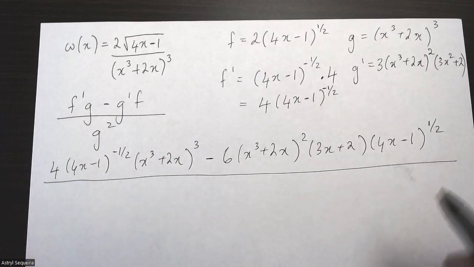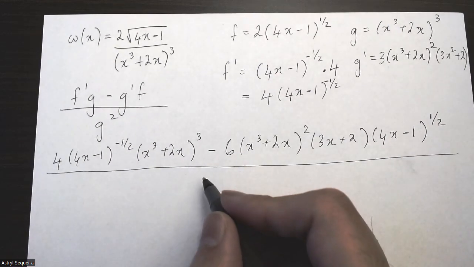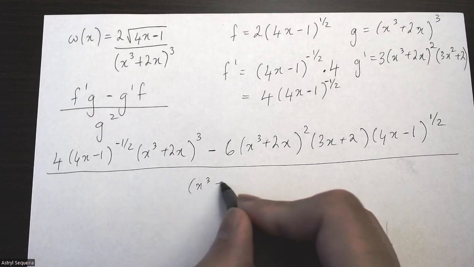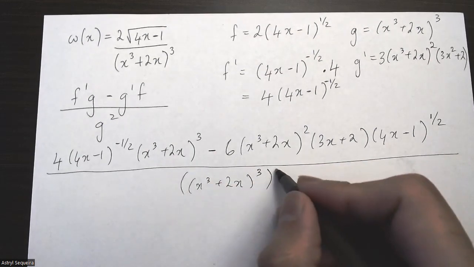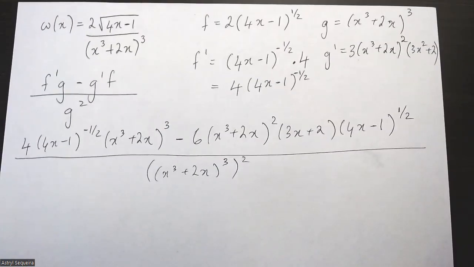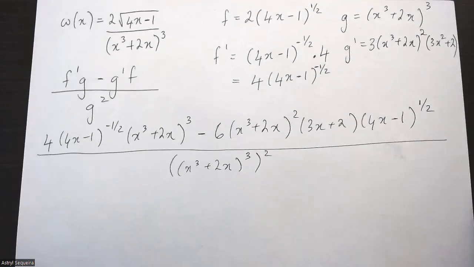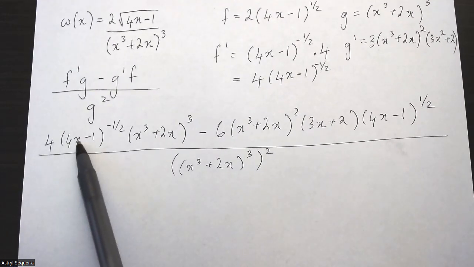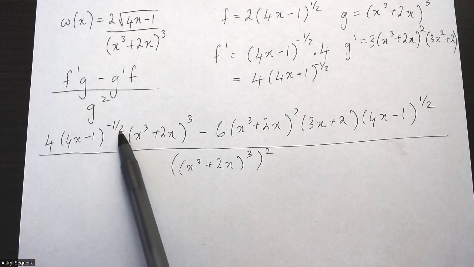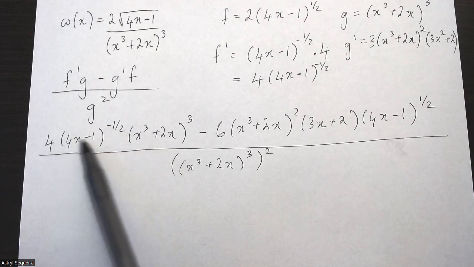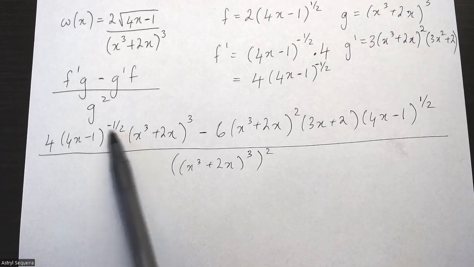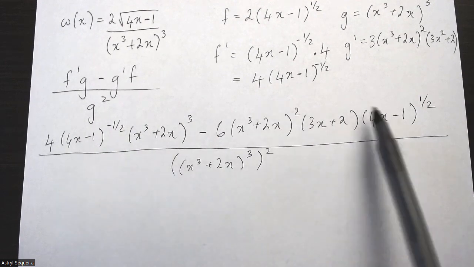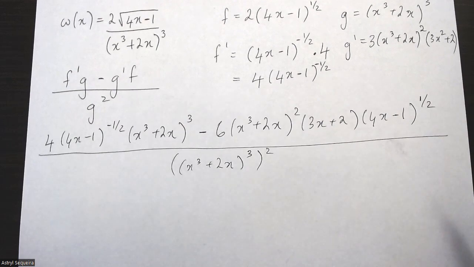And all of this is divided by g squared, which is (x cubed plus 2x) cubed, squared. Now this one can also be simplified. There's actually 2 different ways to simplify when you have fractional exponents. You can either common factor, and if you know how to common factor with fractions, that's the quicker method. Or you can make a denominator and then make a common denominator on the top and then factor.